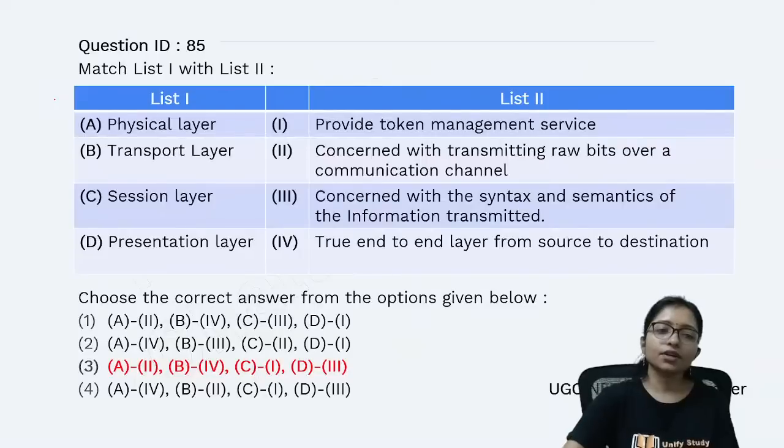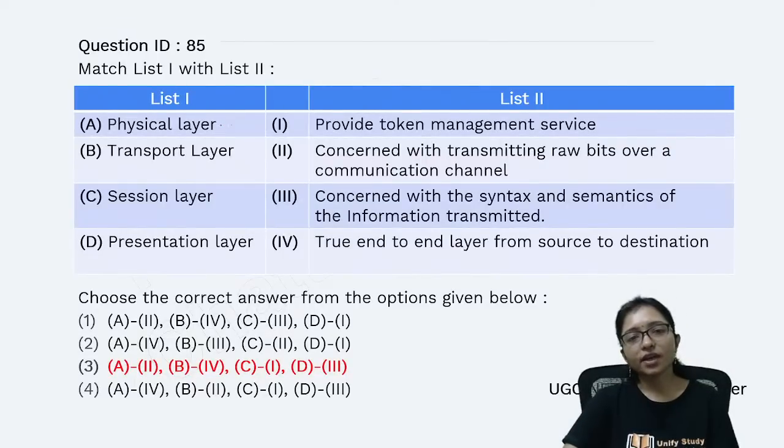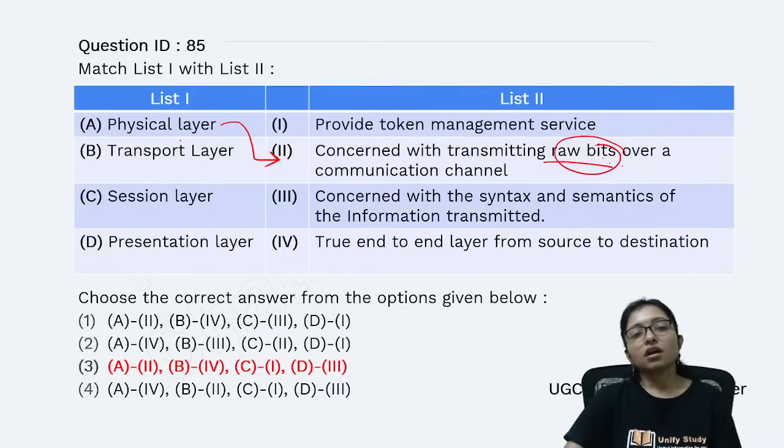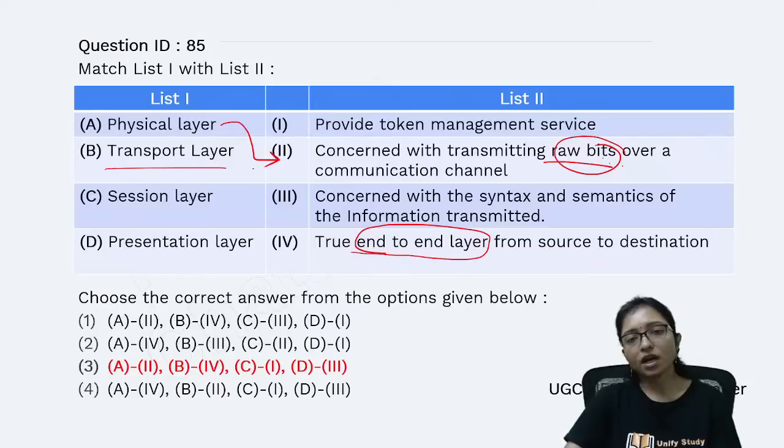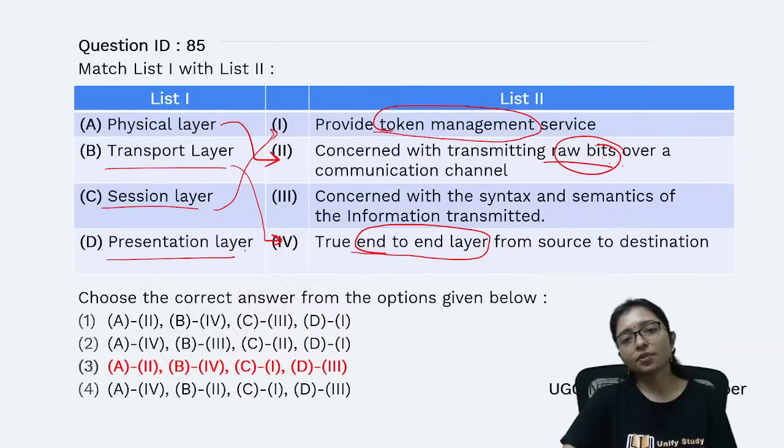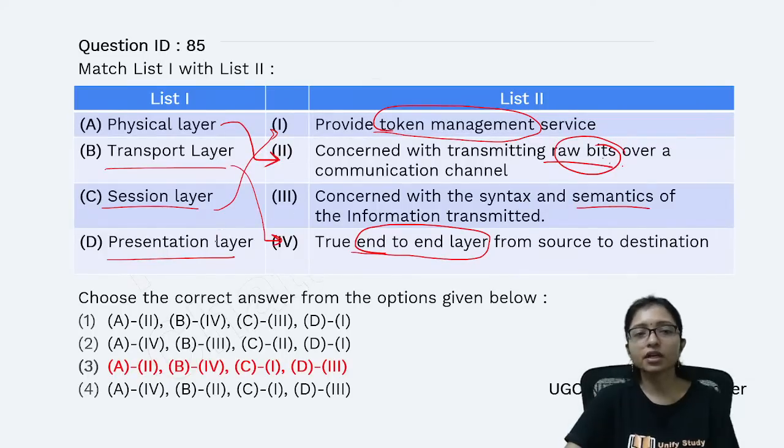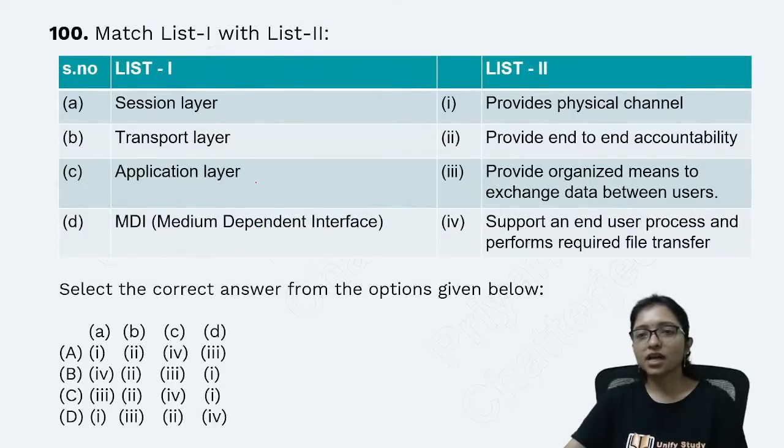Yes, answers are coming. Very good everyone. So physical layer, again you can see with the raw bit. Raw bit is the main keyword of physical layer. Transport layer, this is end to end layer. This is the keyword for the transport layer. Session layer, token management, this is the keyword of session layer. Presentation layer where the translation is going on. Encoding, decoding, translation, all these are going on in presentation layer. And the syntax, semantic, all the work is going on in presentation layer. So this is presentation layer. Now tell me what is the answer for this one.